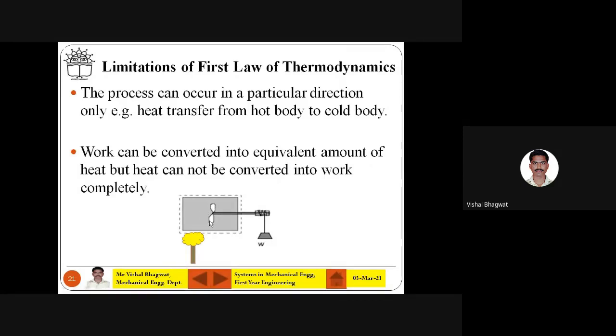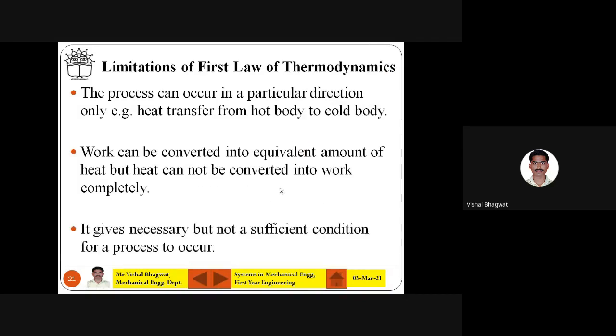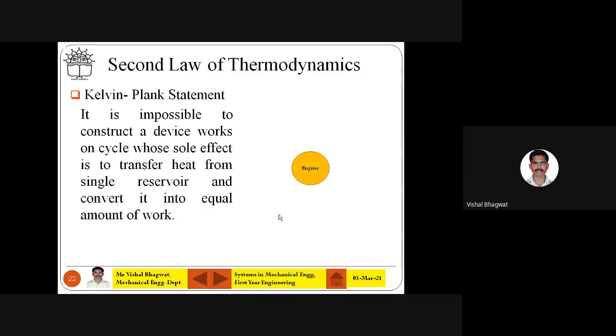As there are some limitations of the first law of thermodynamics, you have the second law of thermodynamics. It gives a necessary but not sufficient condition for a process to occur. Necessary but not sufficient condition for a process to occur means what? Information, basically information. Now there is the second law of thermodynamics.